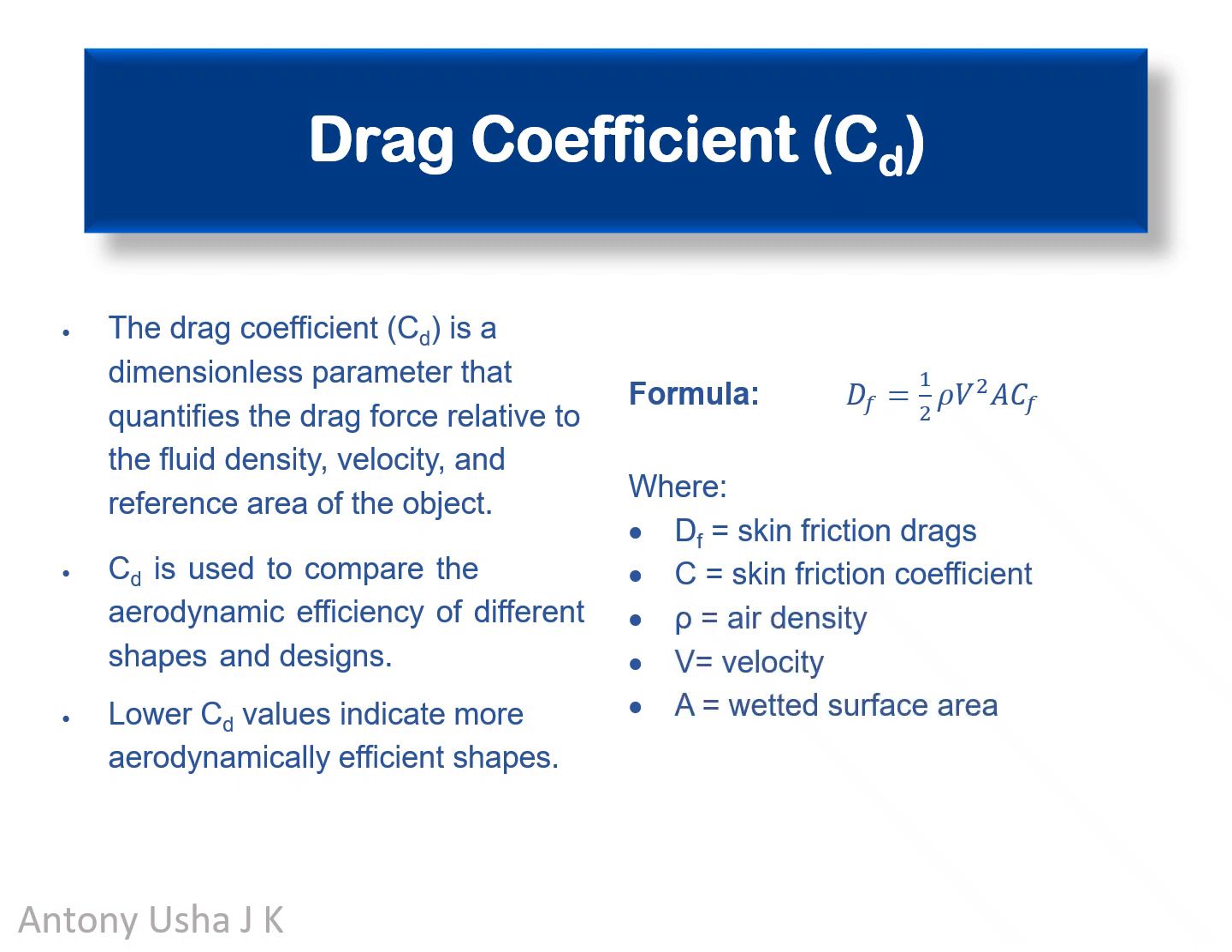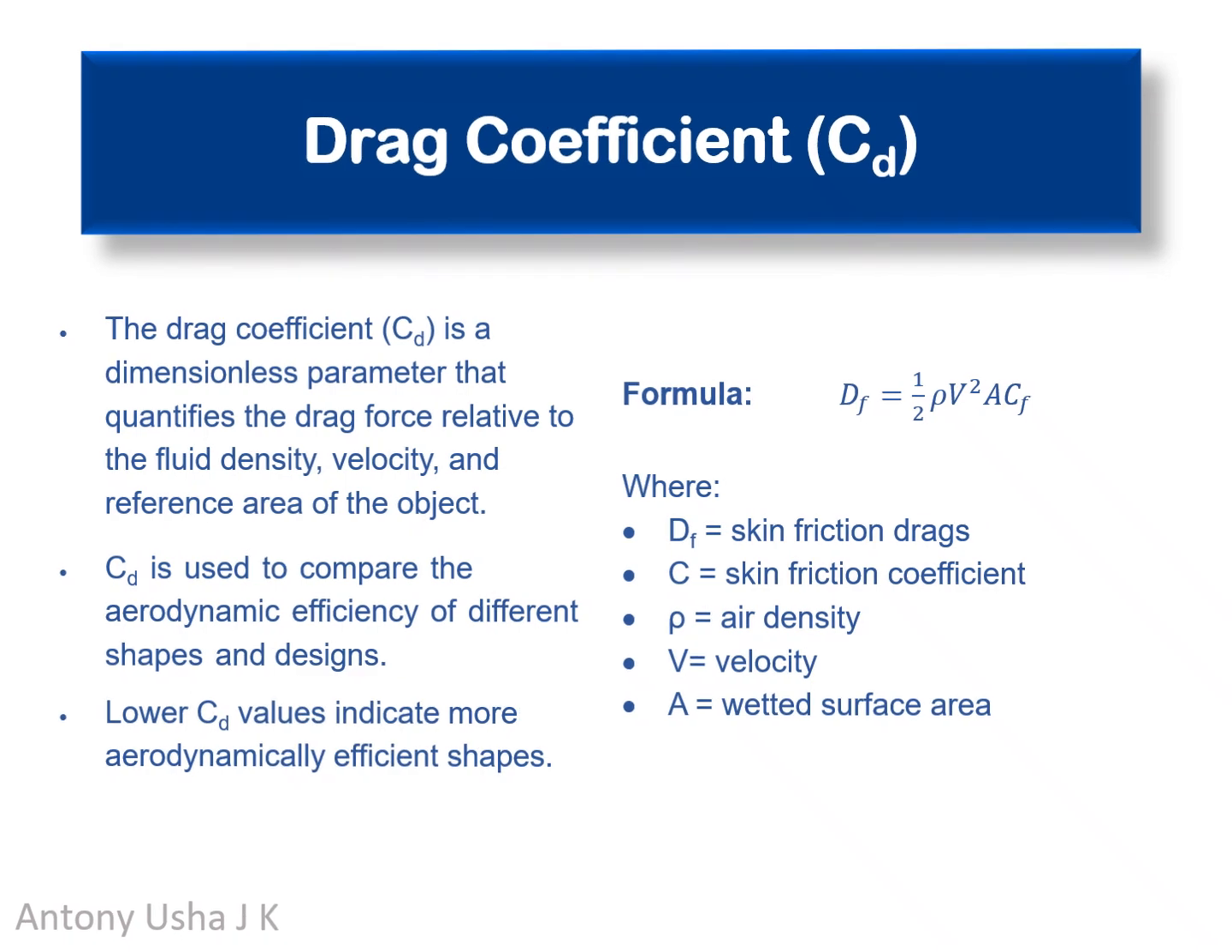The formula for drag coefficient is half rho v squared A CF. Rho is air density, v is the velocity, A is the wetted surface area, and CF is the skin friction coefficient, and DF is skin friction drag.